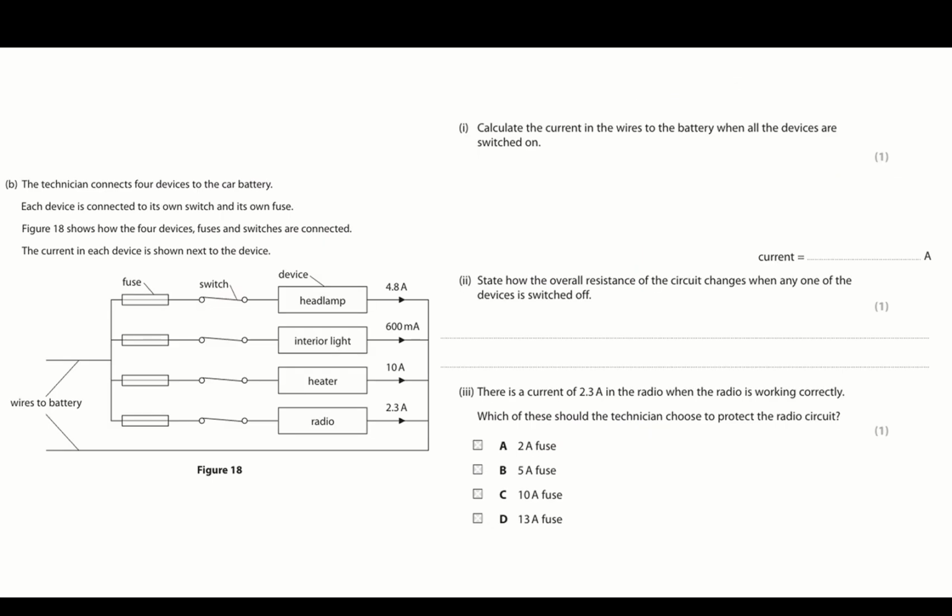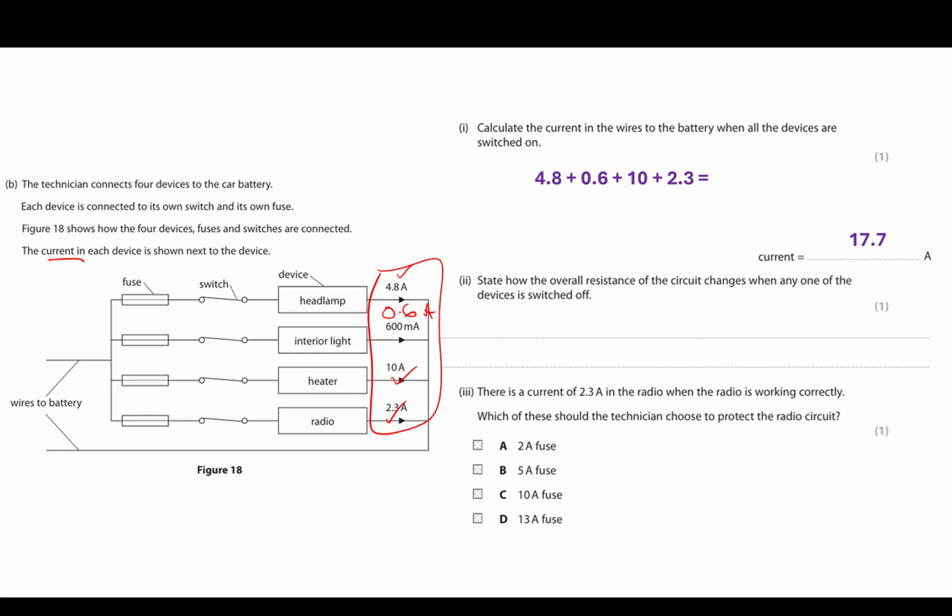Okay, the technician now connects 4 devices, and we can see those connected with fuses in between. The current in each device is shown. So 4.8, happy with that? Not happy with that. That's 0.6 divided by 1000. Happy with that, happy with that. It says calculate the current in the wires to the battery. So we've just got to add all of that up, making sure we change the milliamps. And that comes to 17.7.